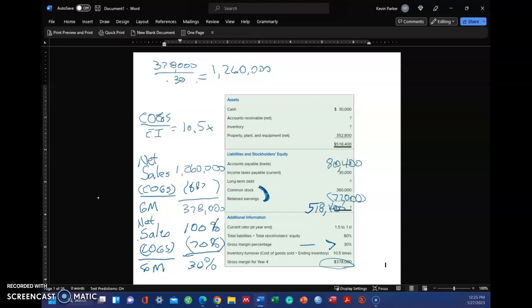I don't care which way you choose. Do both. Make sure you got the right answer. So now we know it's 882. Cost of goods sold is 882. Okay. So I didn't leave enough room here, so I'm going to go above. So cost of goods sold is 882 divided by ending inventory. I don't know what ending inventory is, but I know whatever that is equals 10.5x. Solve for ending inventory. And then inventory will be $84,000.